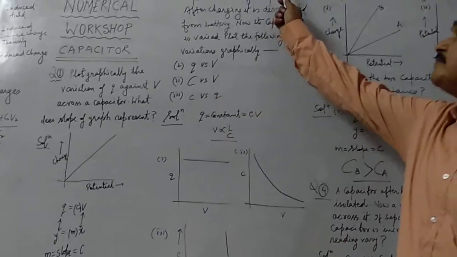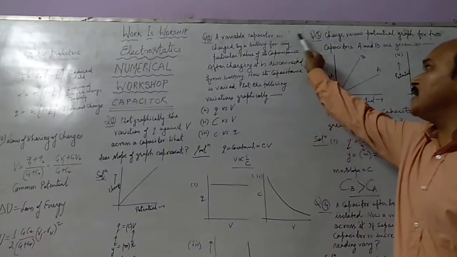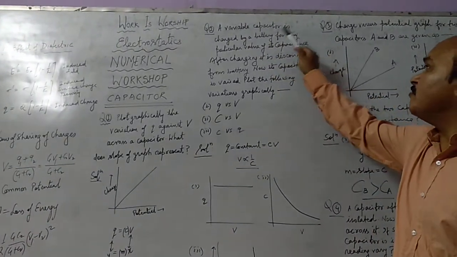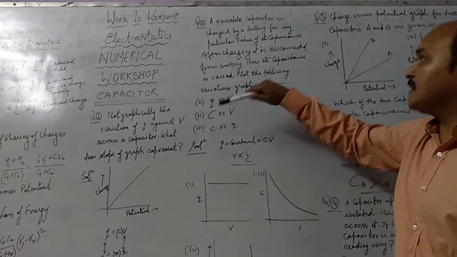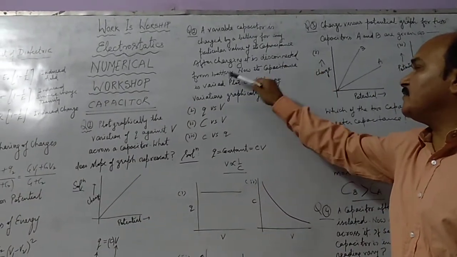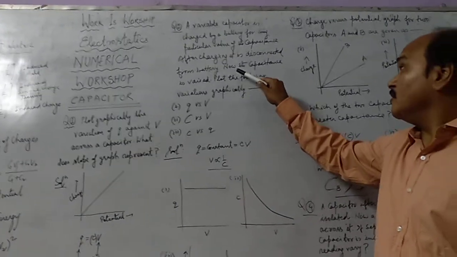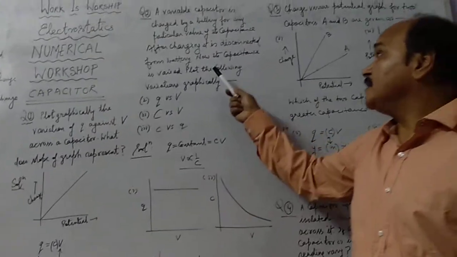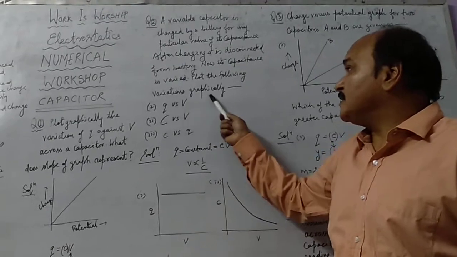The second question: a variable capacitor is charged by a battery for any particular value of its capacitance. After charging, it is disconnected from the battery. Now its capacitance is varied. Plot the following variations graphically.